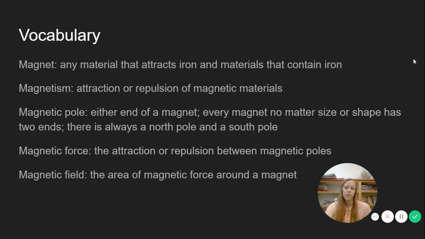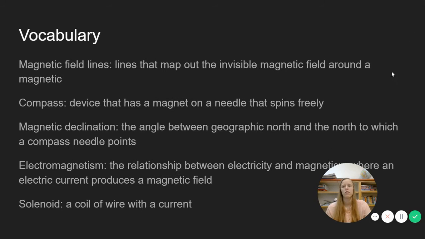The magnetic field is the area of magnetic force around a magnet. Magnetic field lines are lines that map out the invisible magnetic field around a magnet. A compass is a device that has a magnet on a needle that spins freely. Magnetic declination is the angle between geographic north and the north to which a compass needle points.